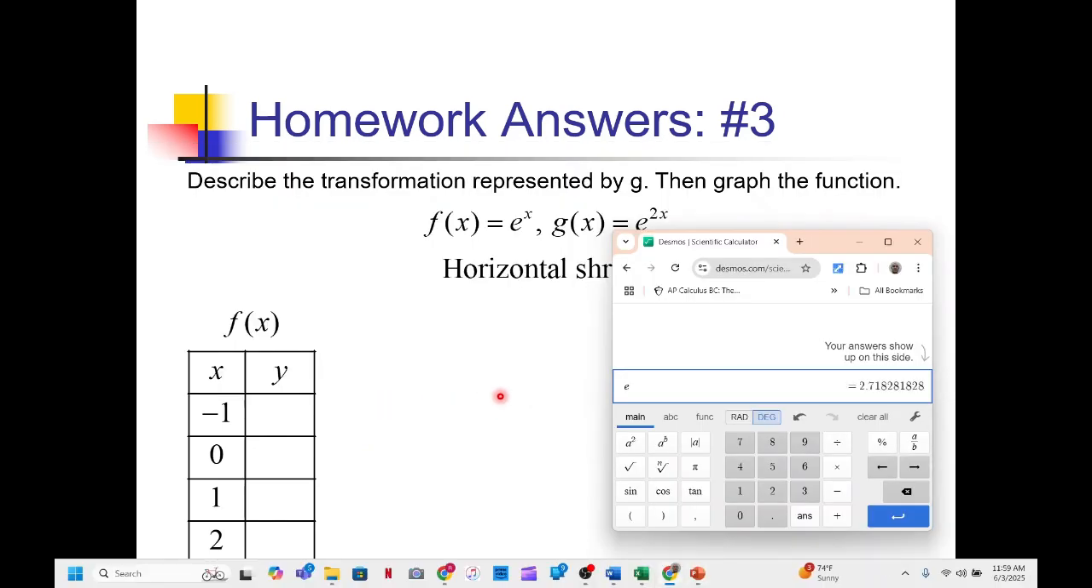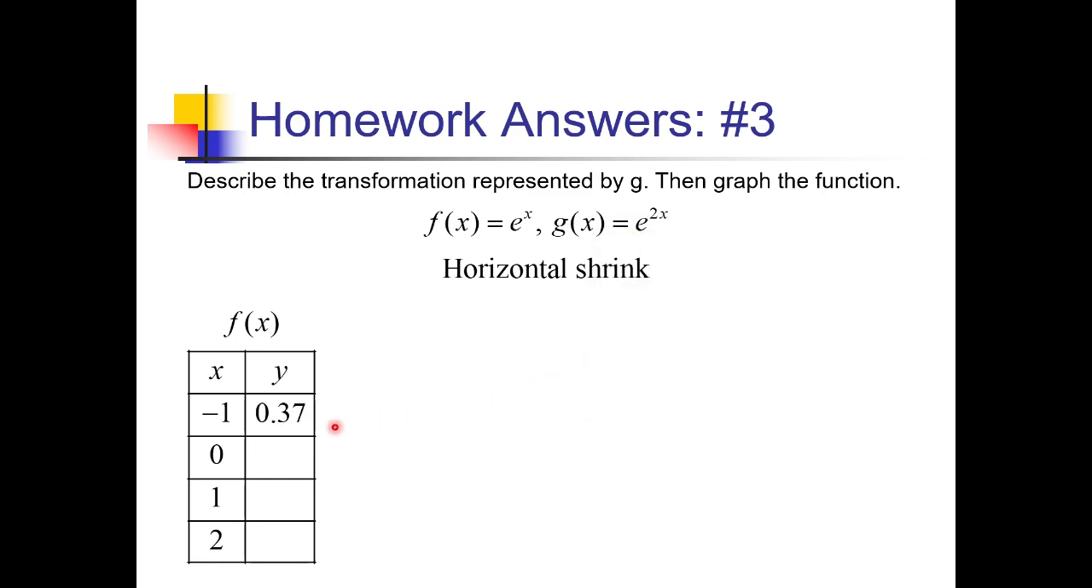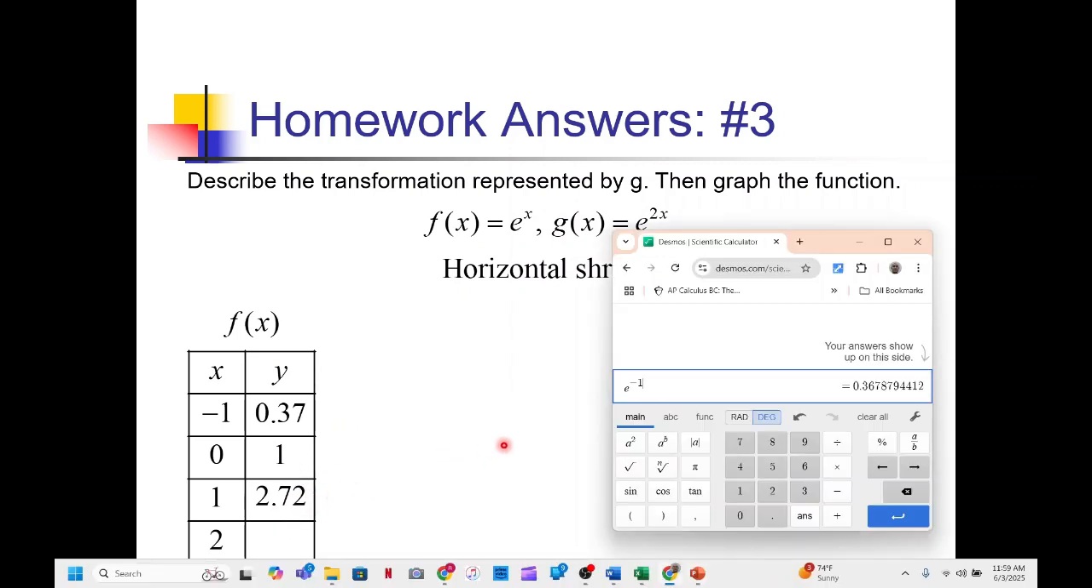So let's do e to the -1 to get that first value, and that's about 0.37. e to the 0 is just 1. e to the 1 is about 2.72. I know roughly the value of e. And then we need e squared, which is about 7.39.